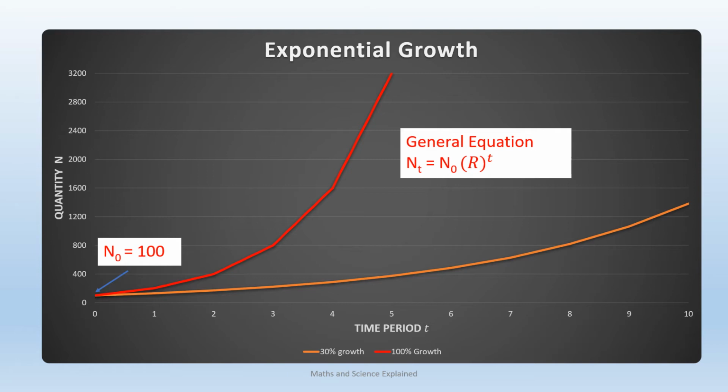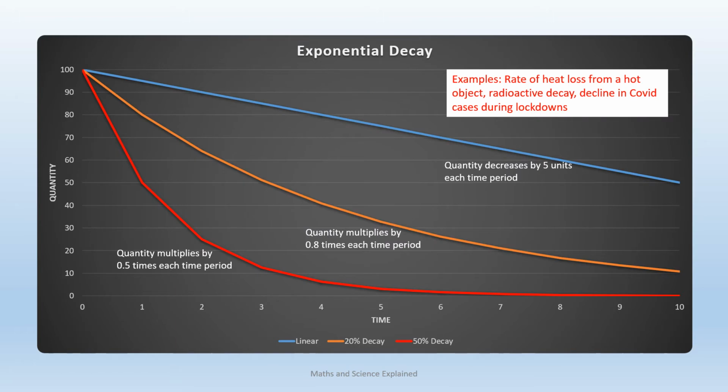Whilst the term exponential growth is used a lot, it's easy to forget there is also exponential decay, where a quantity declines by a constant multiple each time period. Here we have a graph comparing linear and exponential decays. The straight blue line starts at 100 units and declines by 5 units per time period. An example may be how the stock level of an item reduces if you use 5 per day. The orange and red lines show exponential decay, where the quantity reduces by 20% and 50% respectively each time period, or by a multiple of 0.8 and 0.5.